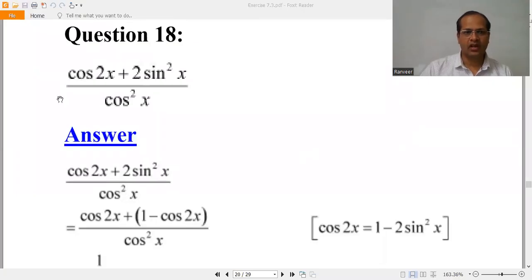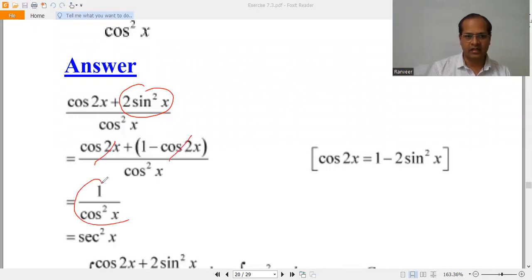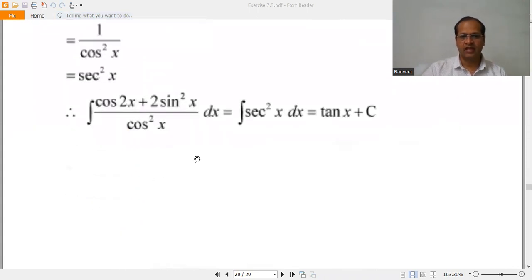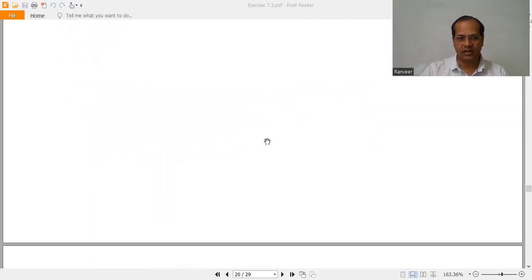Question number 18, cos 2x plus 2 sin square x by cos square x. First of all, we have to do the transformation. Cos 2x, we can write here cos 2x, and 2 sin square x is 1 minus cos 2x by cos square x. Now, cos 2x will cancel, and this is 1 by cos square x, and this is sec square x. So this is the only step, and after that, the integration of sec square x we already know is nothing but tan x plus c. So this is the step that we are following.